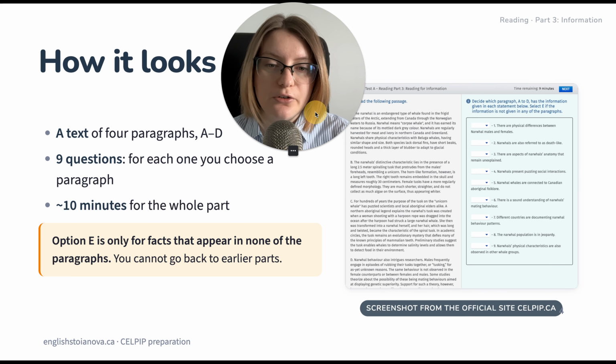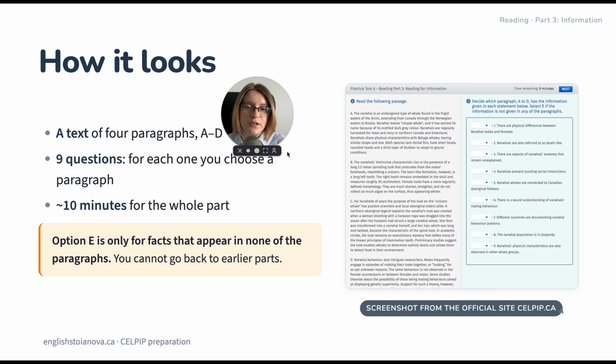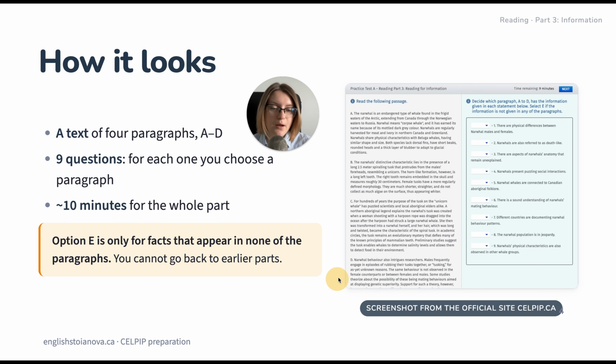As you can see here on the right, this is what it looks like on the day of your exam. That's from the official website celpip.ca, and today we'll do it the same way. You will see the same output on your screen: the small paragraphs A, B, C, D, and also 9 statements just like that. This is how it is.